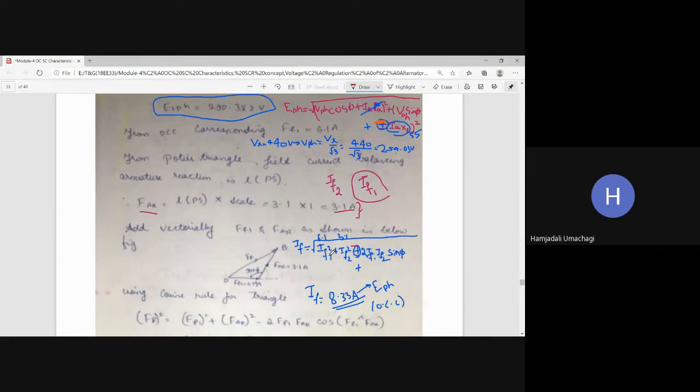IF1 you have just calculated, it is 4.1. So now IF1 is 4.1, but IF2 will remain constant. It will be 3.1. IF2 is 3.1, minus 2 times IF1 IF2 sin pi. Sin pi is 0.6. Substitute all the values and tell me the resultant IF value.